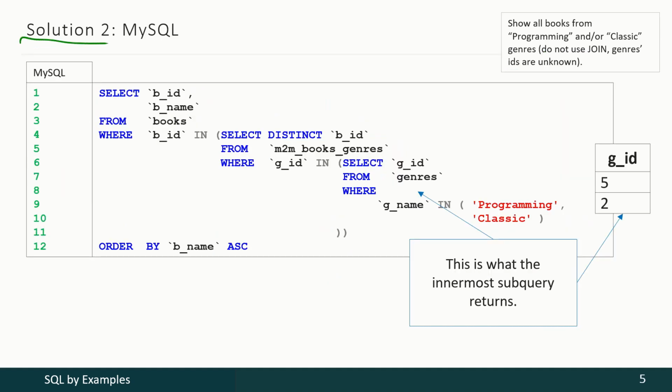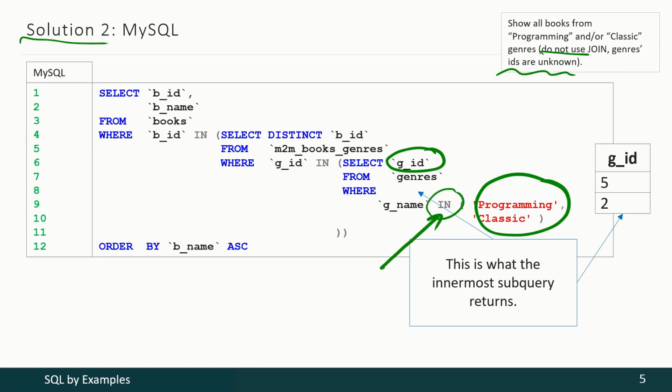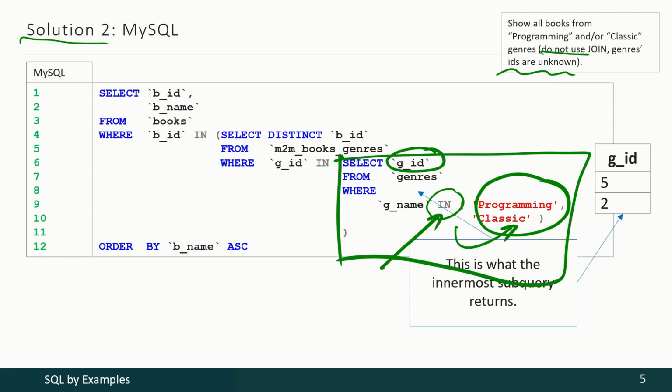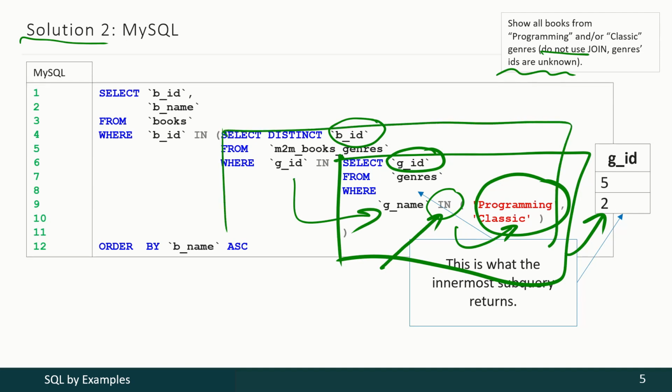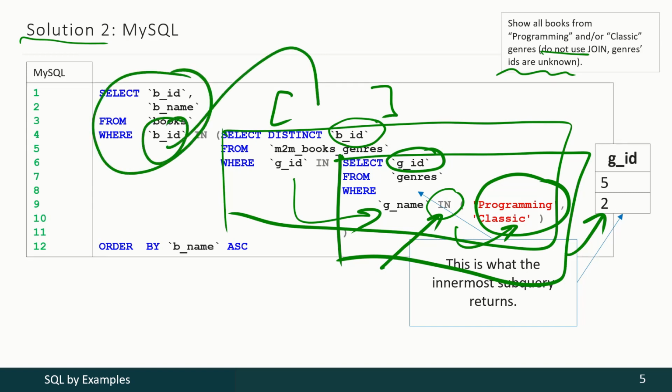In the second solution we still cannot use joins, and here we do not know IDs of genres. So we have to select IDs of genres based on genre's name. Pay attention to this syntax. We may use in keyword with some constants, not only query, but some constants. Then, once we have the IDs of genres, here they are, we select books IDs from that genres. Now, after this subquery execution, we have a set of IDs of books from that genres, and we select those books with IDs from that set.